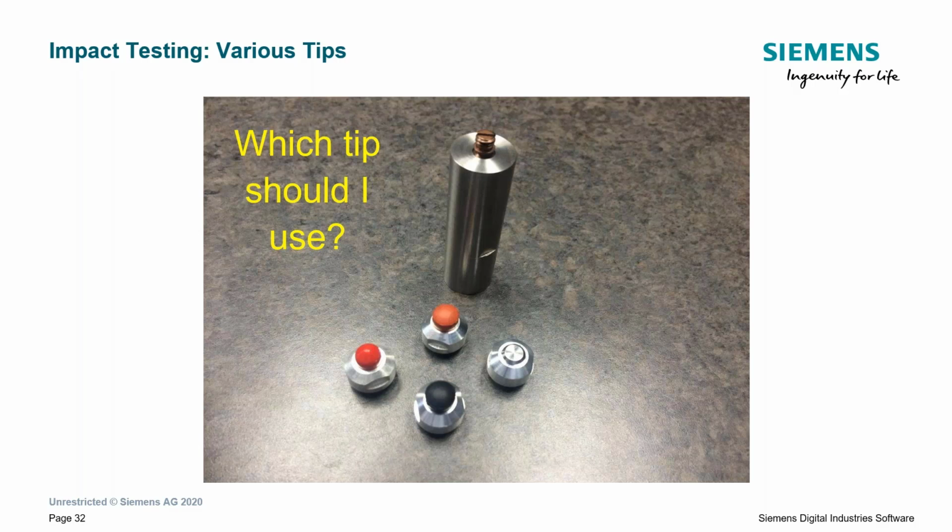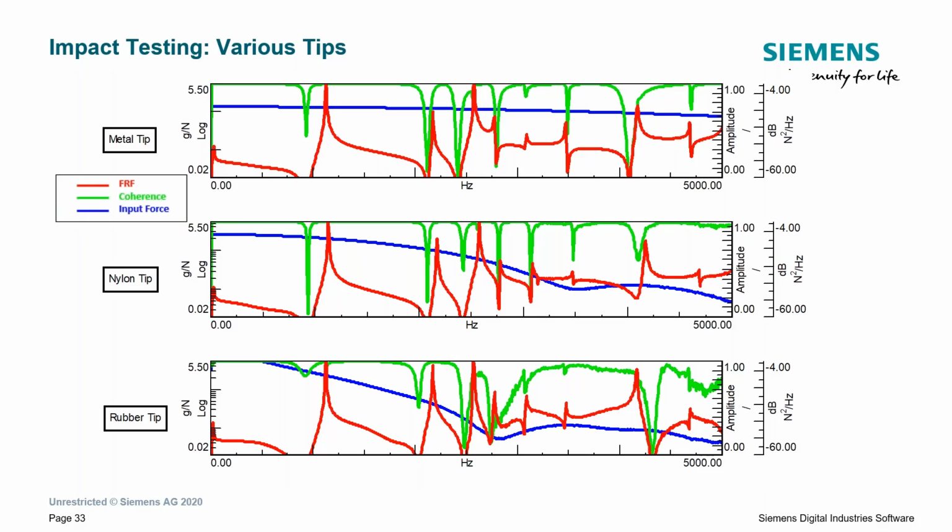And the reason we have different tips is based on the frequency range that we want to excite, okay? So we've got 3 different tips here on a hammer, and they're all exciting the same structure. And you can see the legend here. The red is the response function, the FRF, and the green is the coherence, and the blue is the input force. Okay, so we have the input over output, that's our FRF.